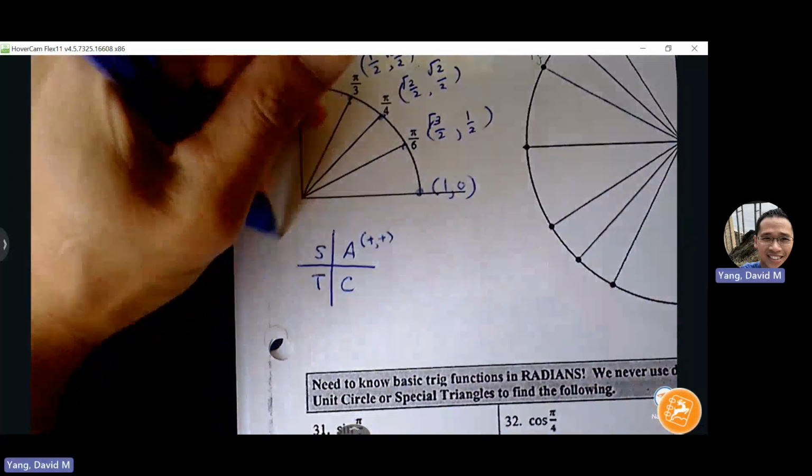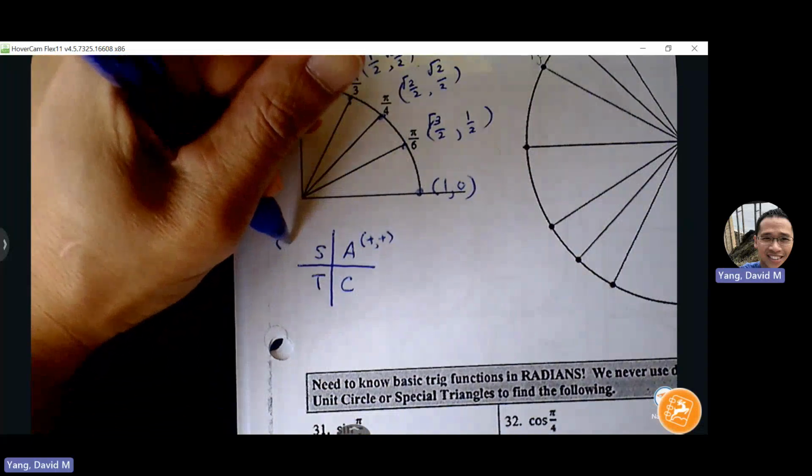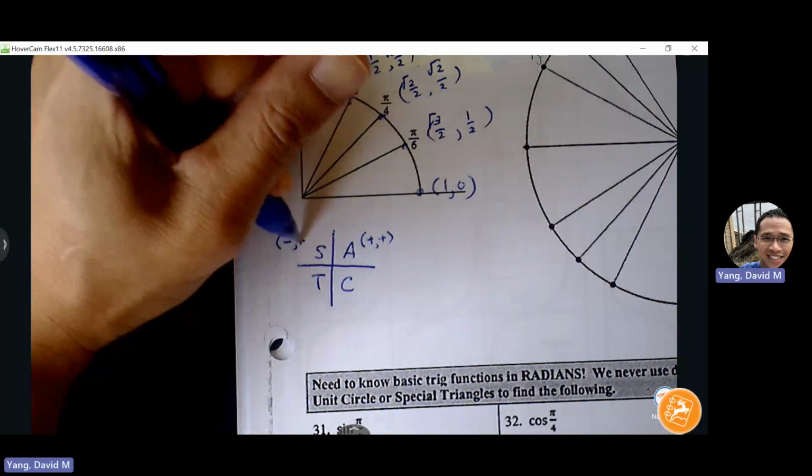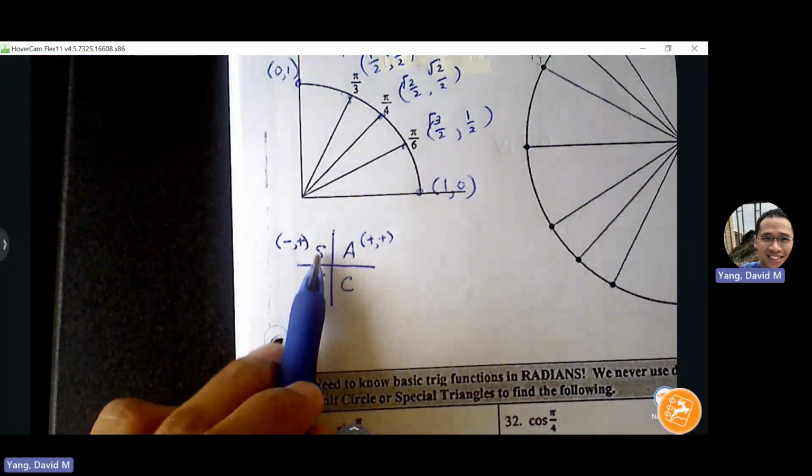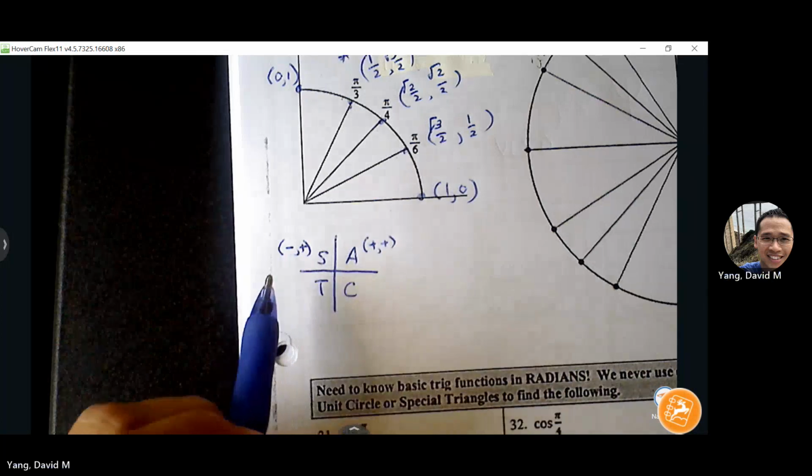Anything in the second quadrant has an ordered pair of negative x, positive y. And that S indicates that only sine is going to be positive here. Everything else is, well, sine and its reciprocal. So sine and cosecant are positive. Everything else is going to be negative.